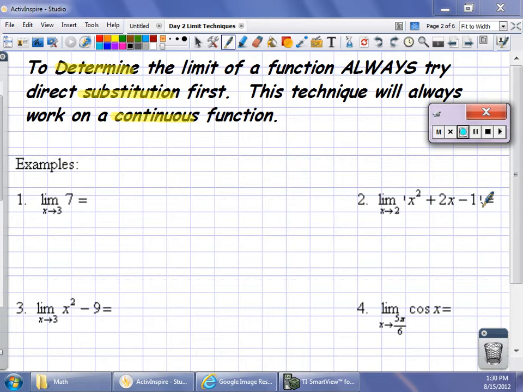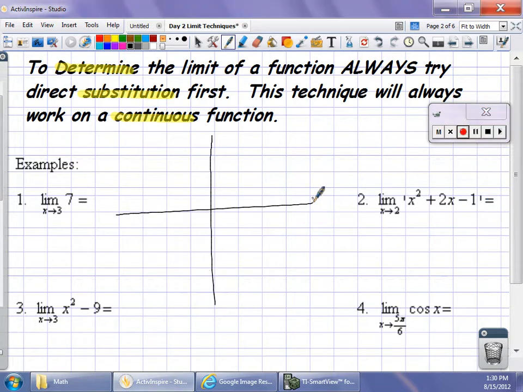To determine the limit of a function, always try direct substitution first. This technique will always work on a continuous function. So let's think about that. A continuous function, as you recall from a prior course, is a function that basically has no breaks or no gaps or no holes in it.